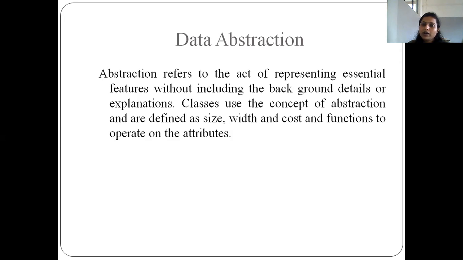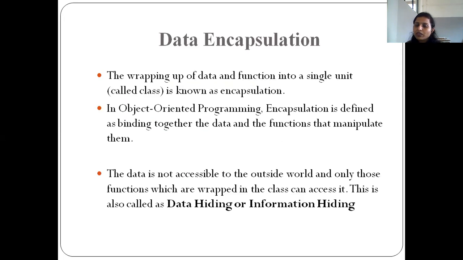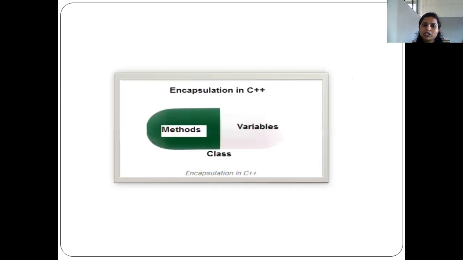Understood what data abstraction means and what data encapsulation means? Data encapsulation means the wrapping up of data and function into a single unit. In object-oriented programming, encapsulation is defined as binding together data and functions that manipulate them. Data is not accessible to the outside world, and only those functions wrapped in the class can access it. This technique is called data hiding or information hiding.